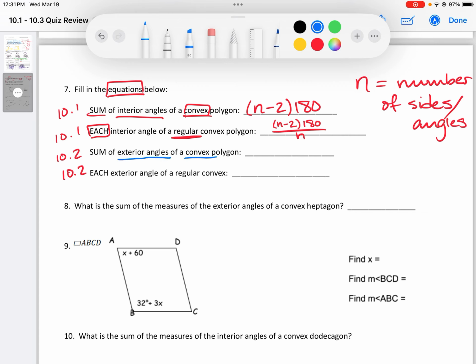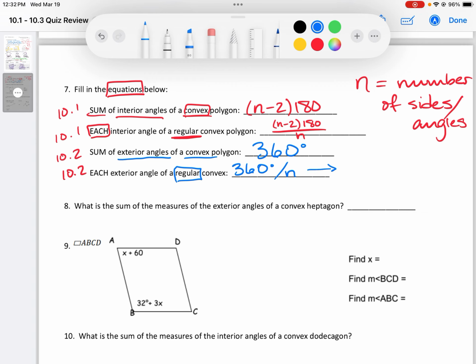Now the sum of the exterior angles of a convex polygon. This one's nice and easy because it doesn't matter how many sides there are. The answer is going to be 360 degrees. And then if it's regular, meaning all of its interior angles are the same, that means all of its exterior angles are going to be the same. And you can take 360 and divide it by the number of sides to get your exterior angles.